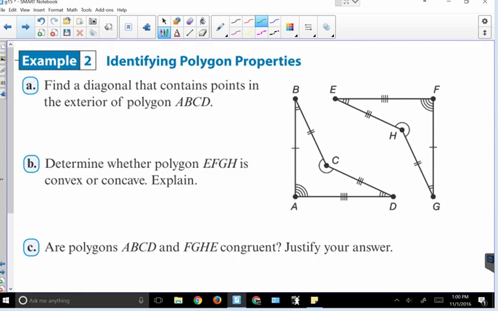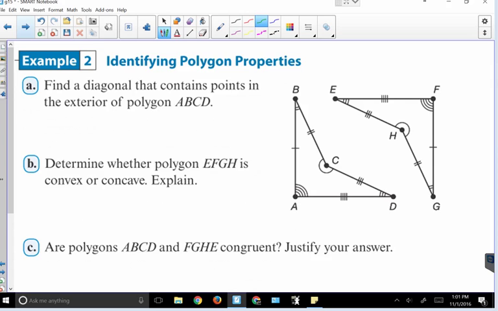So, it says find a diagonal that contains points in the exterior of polygon ABCD. What would have to be exterior? What does it mean by exterior? Outside. Ah, good. So if I wanted to draw a diagonal on the outside, which one would it have to go from and to for polygon ABCD? B to D, or D to B, either way.